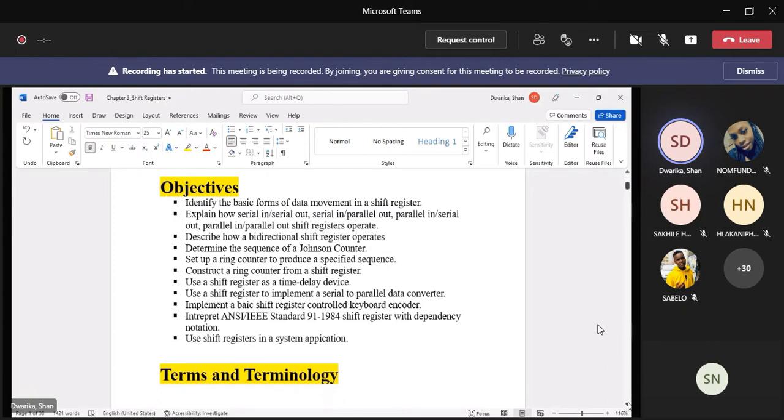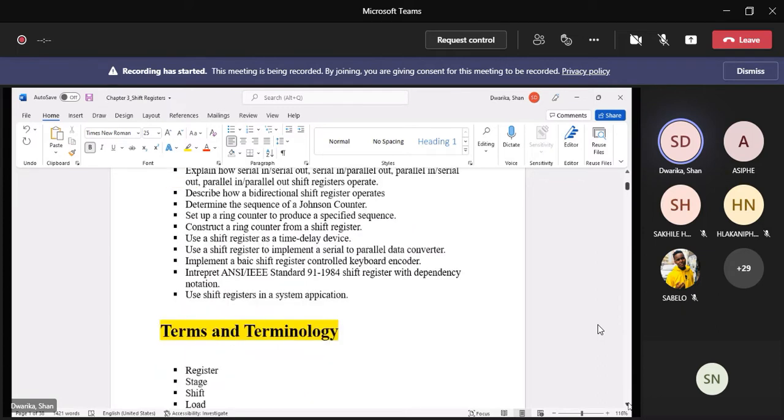We implement a basic shift register control keyboard encoder. So basically, on your computer keyboard, each one of the symbols is associated with a binary code that is recorded or stored in a shift register. We interpret the ANSI/IEEE standard shift registers with dependency notation. In other words, those are ICs with certain notations. We then talk about shift registers used in a system application.